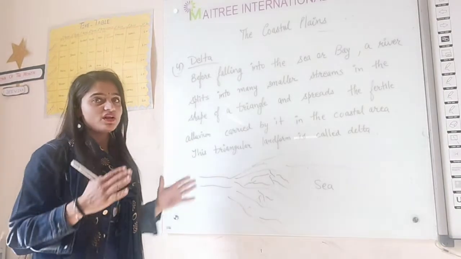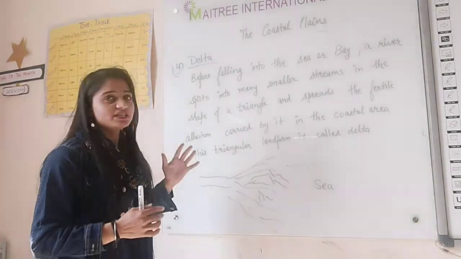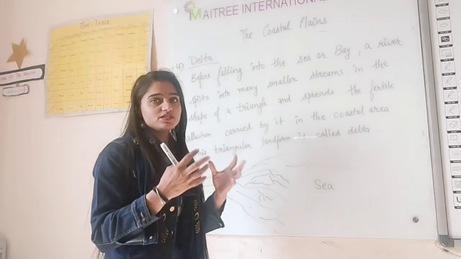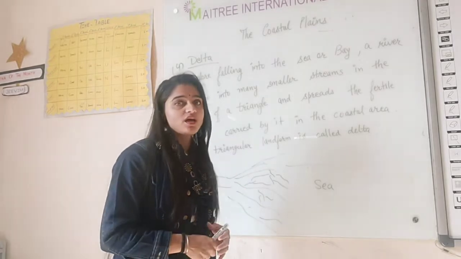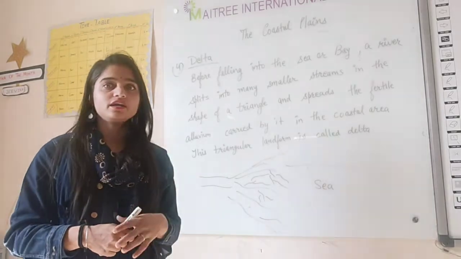That is the triangular landform that is created by a river by getting split into various streams before falling into an ocean or sea. This is delta.